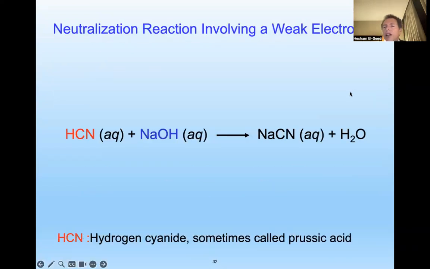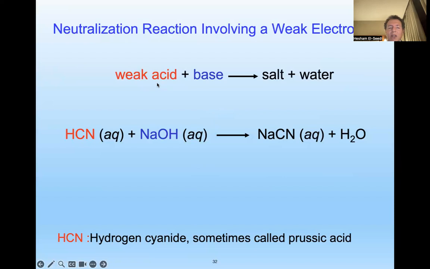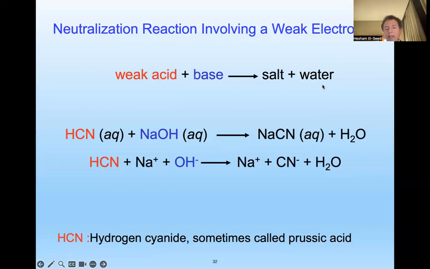So the neutralization reaction can also occur with a weak electrolyte, right? So if you take, for example, such an equation, hydrogen cyanide plus sodium hydroxide, please remember that this is very dangerous when you work with cyanides. It is very, very toxic. So please be careful on that. So can you practice again on such an equation? Yes, this is a weak acid like hydrogen cyanide plus base. It will give you salt and water, right? And this is an ionic equation as usual.